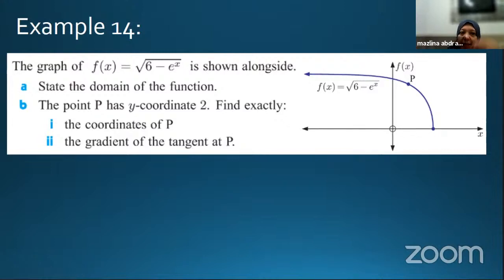Okay, look at this. The graph of f(x) equals square root of 6 minus e to the power of x is shown alongside. Okay, state the domain of the function. You look at this function. What is the domain? Recall back, how to get the domain? We look at 6 to infinity, teacher.